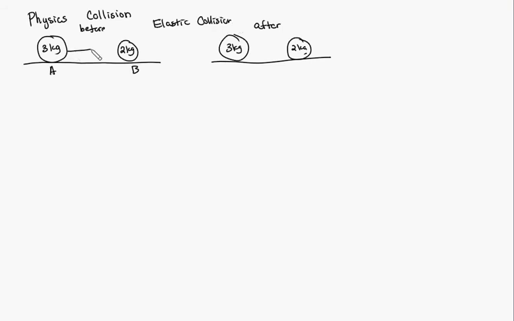So initially, let's say they have different masses. One has, let's say, positive 10 meters per second. The other one has negative 10 meters per second. And they're going to bounce and hit each other. But we have absolutely no idea at the moment what their velocities are. But we want to find out.